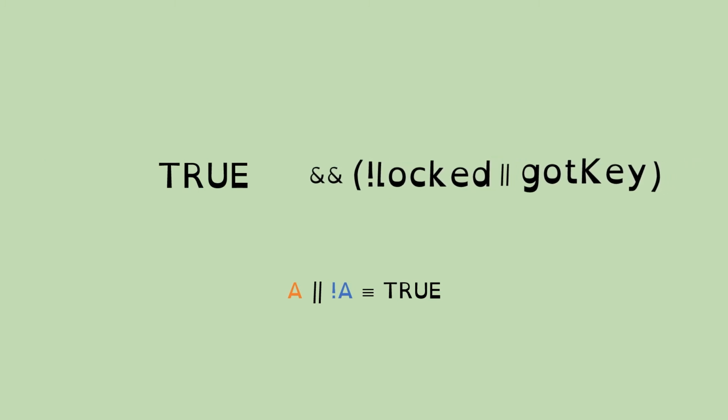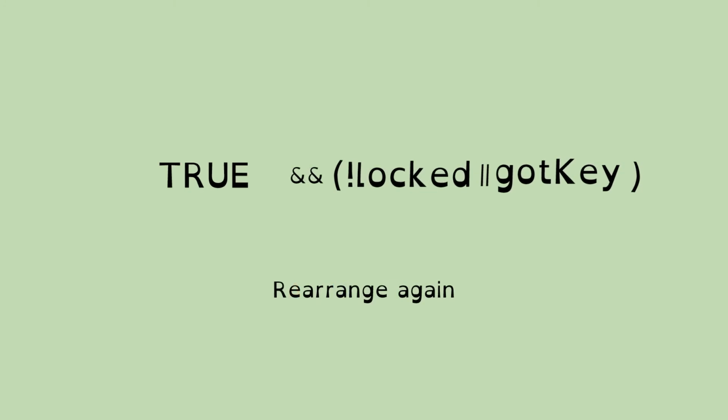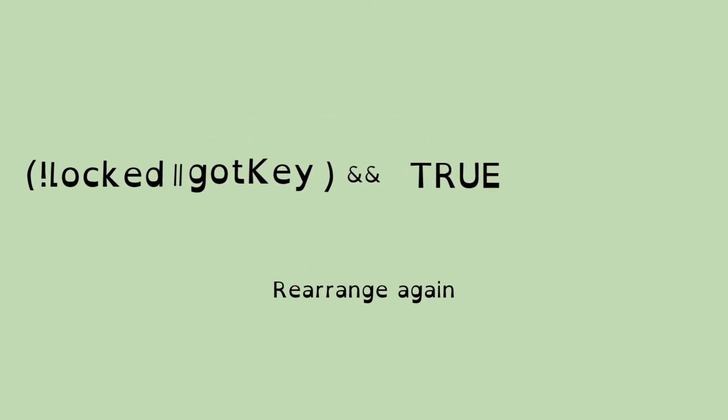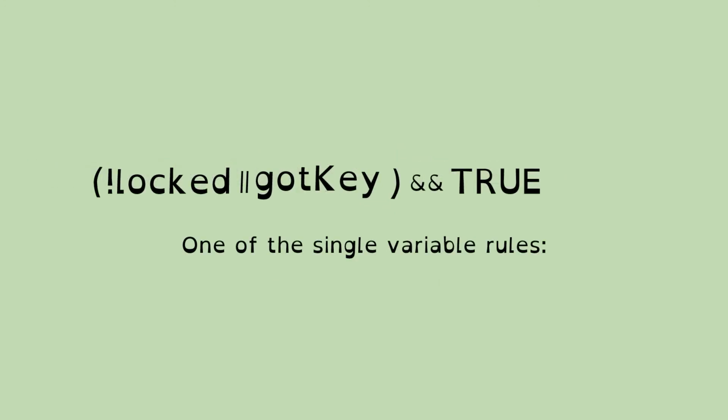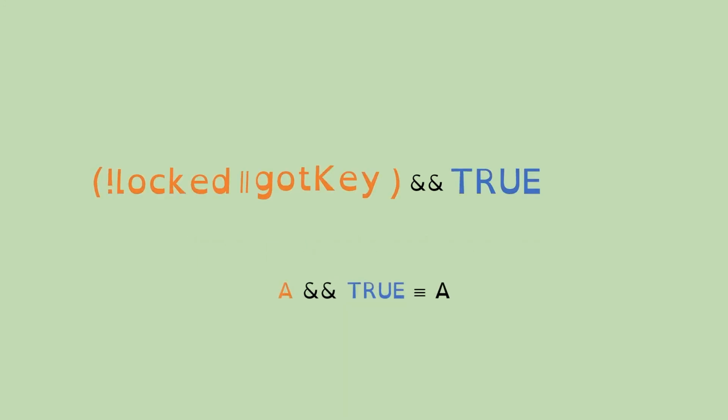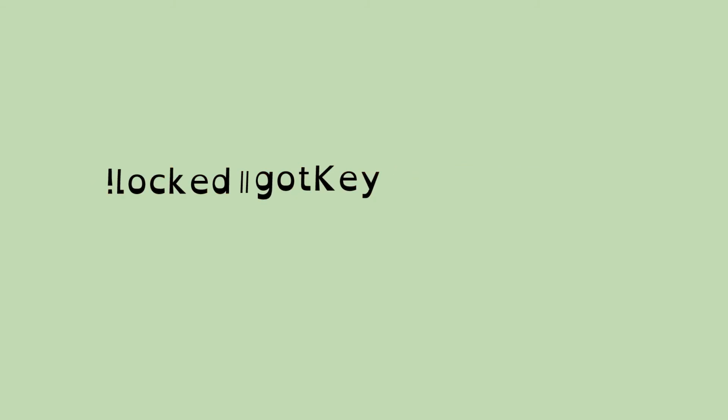There we go. I'm just going to do a little bit of shuffling around. And in fact, let's swap the two things over. I'll rearrange again. Another single variable rule that we've got is A and true is equivalent to A. Now for this situation, we're going to take the whole of the left-hand side, which is not locked or got key, as being equivalent to the A in the rule. So not locked or got key and true is going to be an equivalent of A. So we can remove the and true, and we have our final statement here.